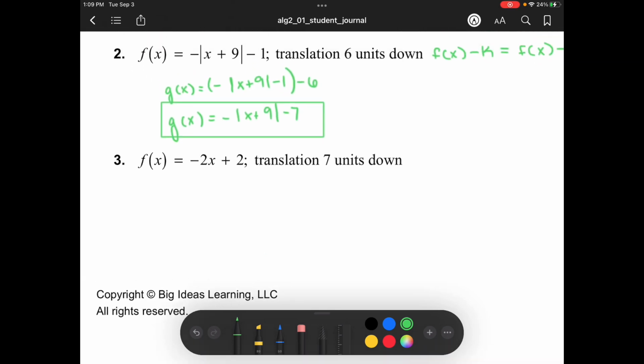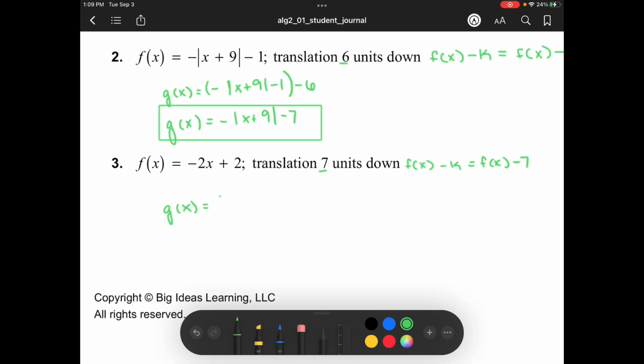Okay. This next one we're also going down, so this would also look like f of x minus k, k being a constant, and that constant is 7, yeah? So that would be f of x minus 7. So this is going to become g of x. We've named a new function. Frank's become Gary. And then we have negative 2x plus 2 minus 7. And that's going to be g of x equals negative 2x, 2 minus 7 is negative 5. Okay, and that's my final answer.